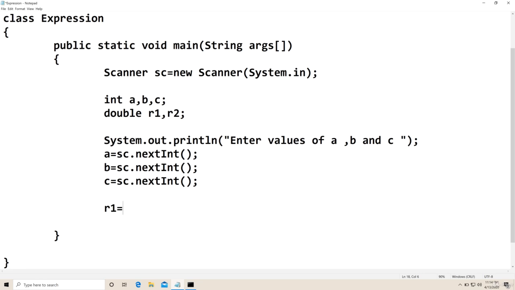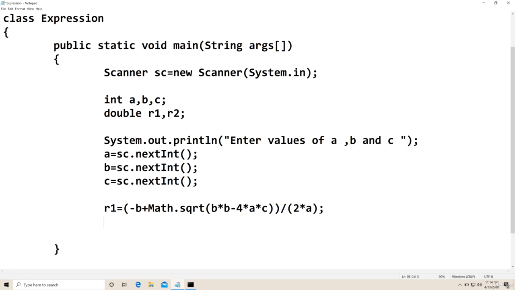Root 1 assign minus b plus Math.sqrt of b square, which can be written as b into b. There is no operator for finding square, so you have to multiply b two times. So b into b minus 4 into a into c. This should be in sqrt. Then this entire thing should be divided by 2a. So I must enclose everything inside brackets, then divide by 2 into a. Writing 2 into a without brackets will be wrong, so it must be enclosed in brackets.